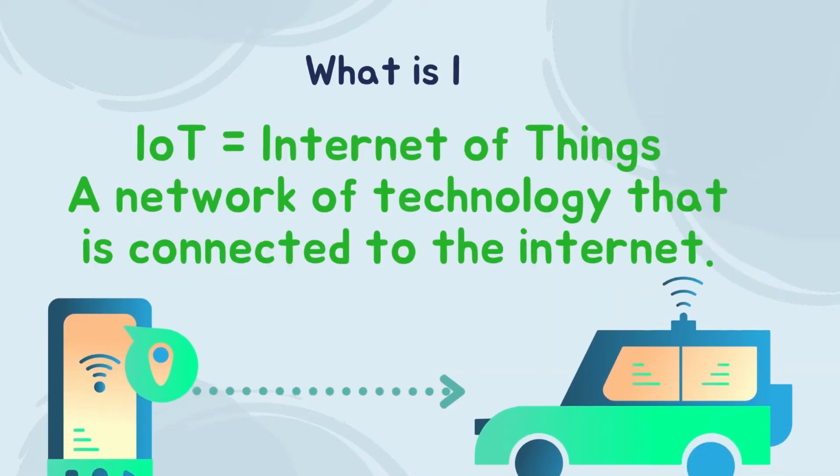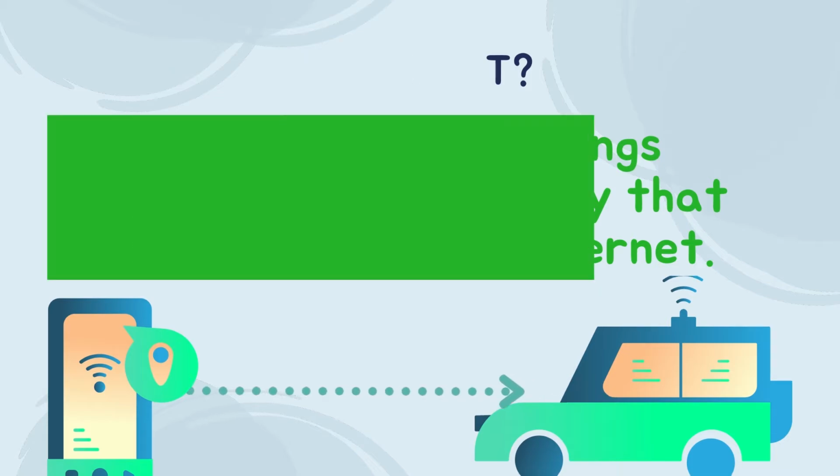Do you know what an IoT is? IoT stands for the Internet of Things. It is a network of technology that is connected to the Internet. The purpose of IoT is to collect and exchange data. IoT exists to make our lives easier and more efficient. Thanks to IoT, everything is accessible at our fingertips.